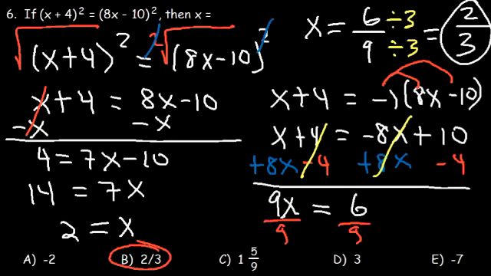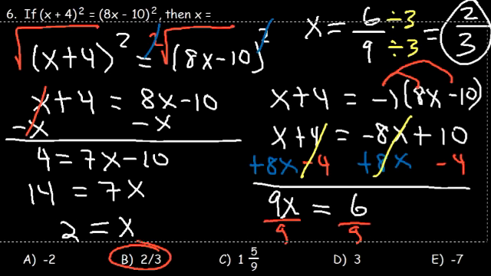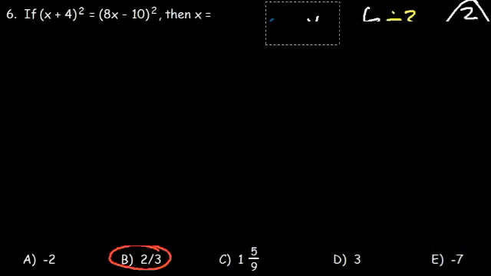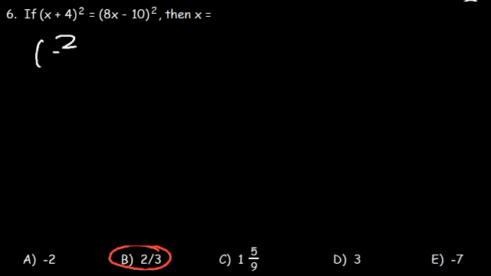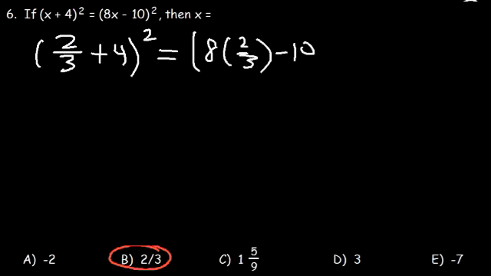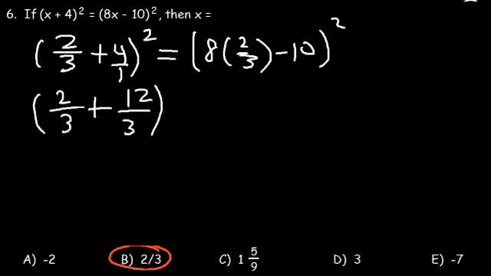But let's check it. Let's prove that this value is indeed the right answer. So let's plug in 2/3 for x. So 2/3 plus 4 squared should equal 8 times 2/3 minus 10 squared. So let's get common denominators. 4 over 1 is the same as 12 over 3, if you multiply top and bottom by 3, you'll get 12 over 3. And 12 divided by 3 is 4, so the value remains the same.